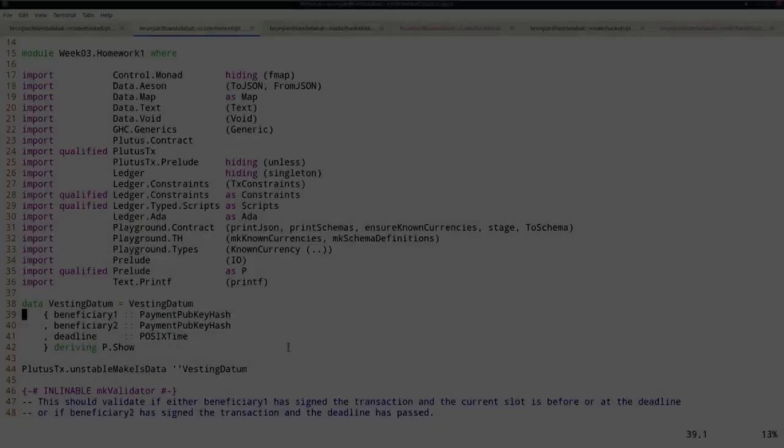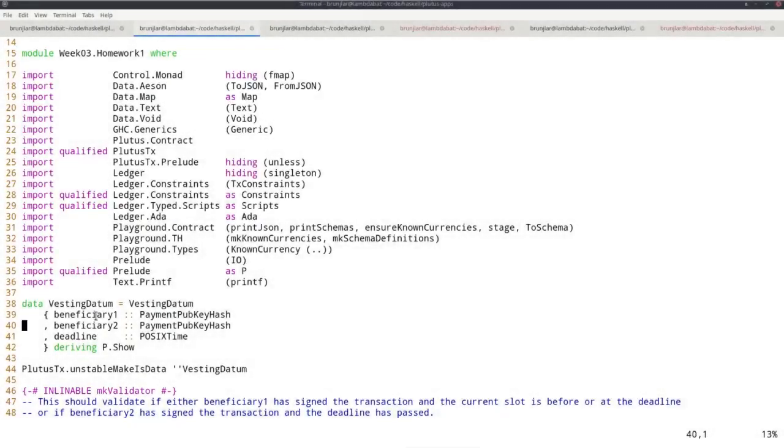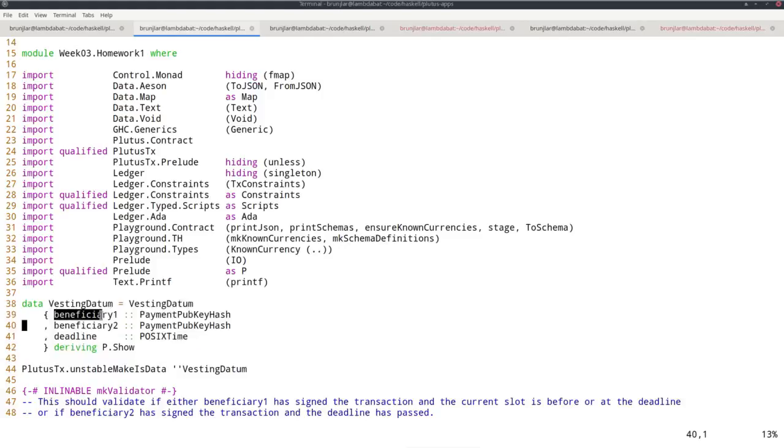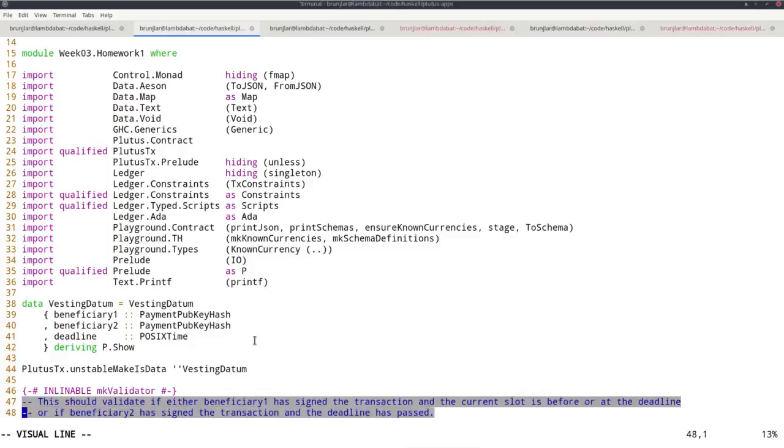For the first part of this week's homework, I've taken the vesting contract and changed the vesting datum. So I added a second beneficiary. So now we have two and a deadline. And the idea of validation should now be that up till the deadline, beneficiary 1 can grab, and once the deadline has passed, beneficiary 2 can grab.